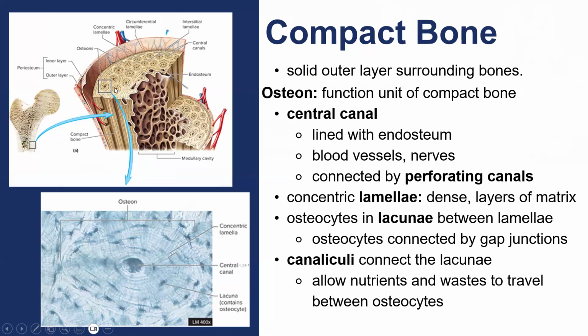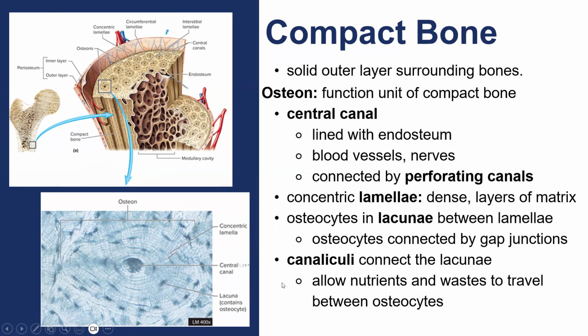So these are the central canals, and then there's perforating canals that are horizontal that are going to be able to connect all of these. So our concentric lamellae, and those again are our rings. We have our osteocytes living in their lacuna, and then our canaliculi, we saw that word a little bit earlier.